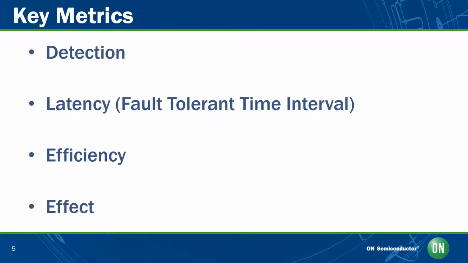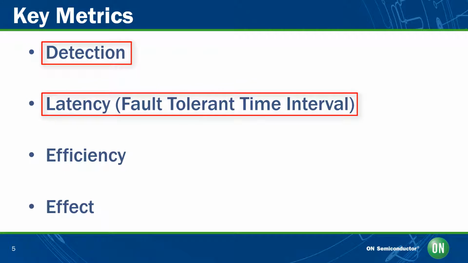In evaluating the functional safety analysis and detection methodology implemented in image sensors, we will consider the following key metrics used to achieve them. First, the sensor's ability to detect faults, the latency of detection or time required to detect the faults, the efficiency of the detection capability, and finally, the effect that these faults have on the rest of the system.